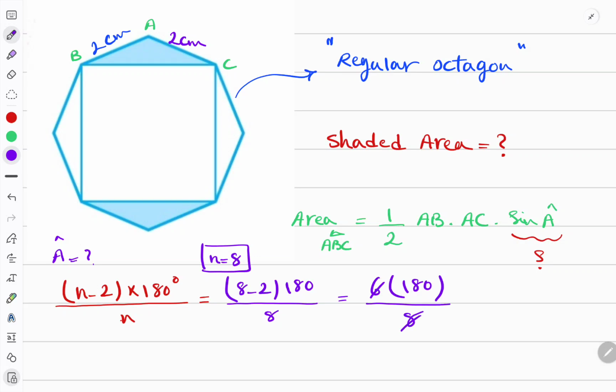I'm going to simplify by 2 and 2, and divide both by 4. 3 times 45 is 135 degrees. So angle A is 135 degrees. Okay, and now we can substitute 135 in this equation to find the area of this triangle.